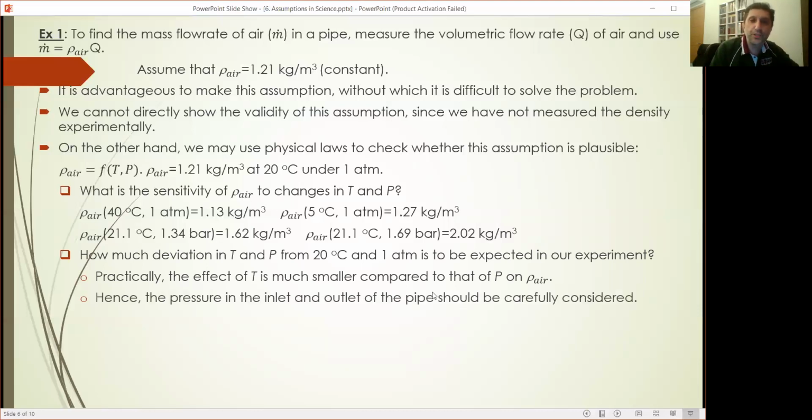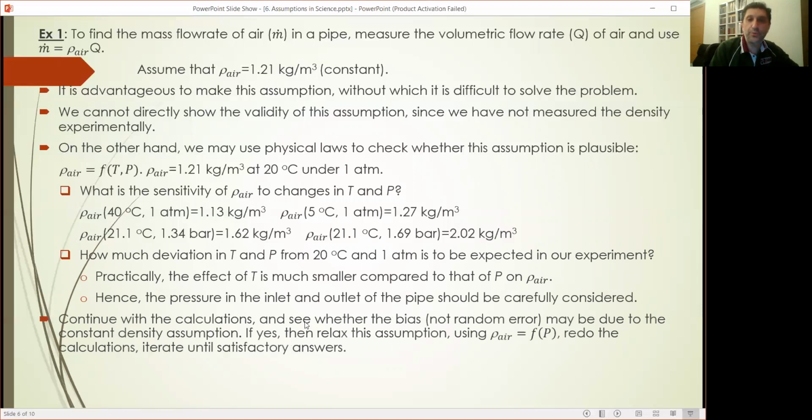So we should continue. What we do is we continue with the calculations and then come up with some theoretical results, whatever we measure at the end. It may be mass flow rate, or we may be using this mass flow rate for other calculations. And then we check with the experimental data whether it matches the theoretical results. Now, if they do not match, there may be many reasons. And up to this point in our lectures, we usually refer to uncertainties in measurements.